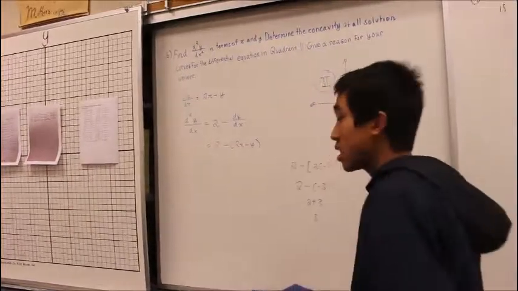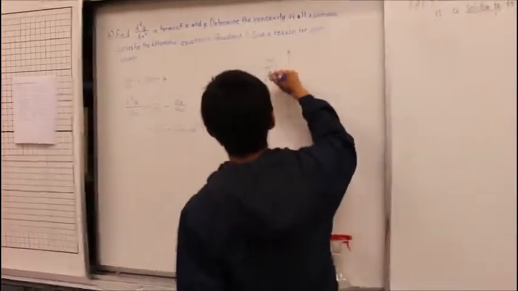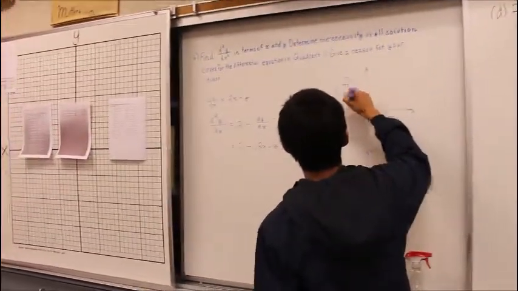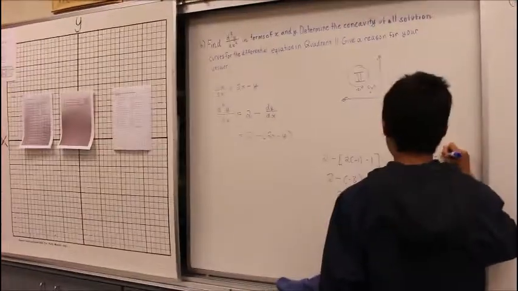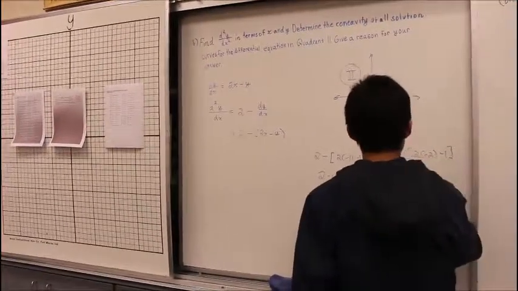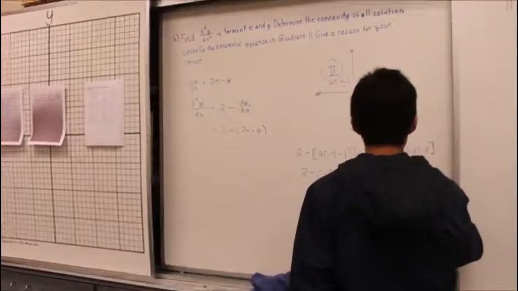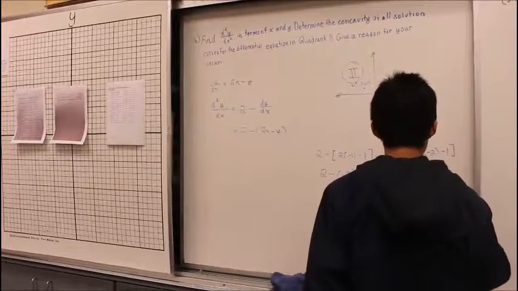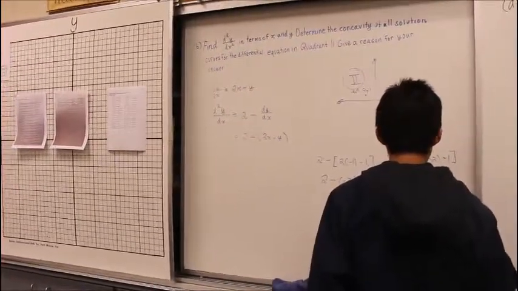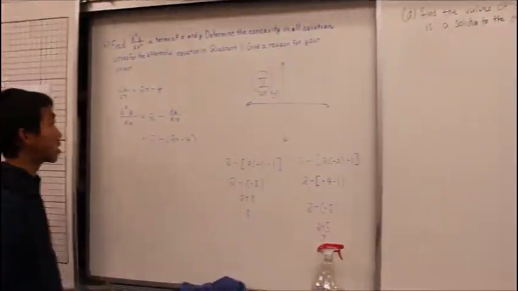Now we're going to test it at another point just to be sure. So our next point will, let's say, be (-2, 1). As you can see, it is also positive.